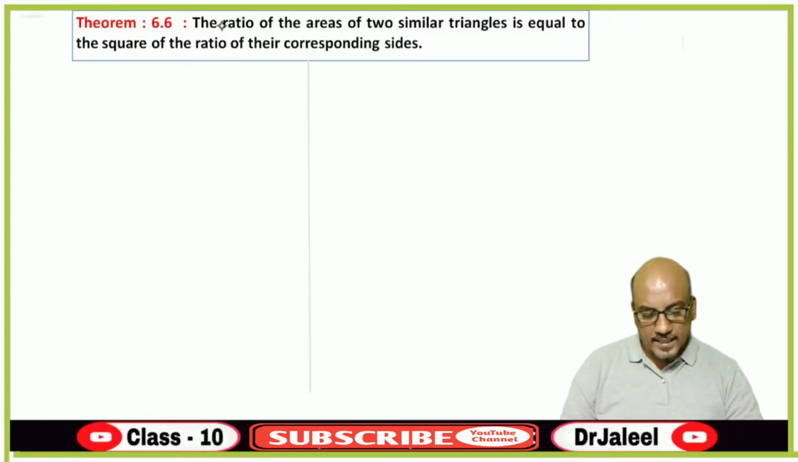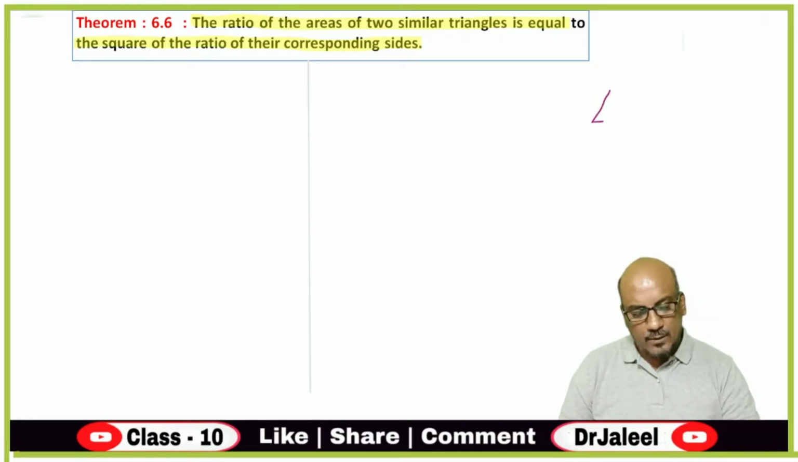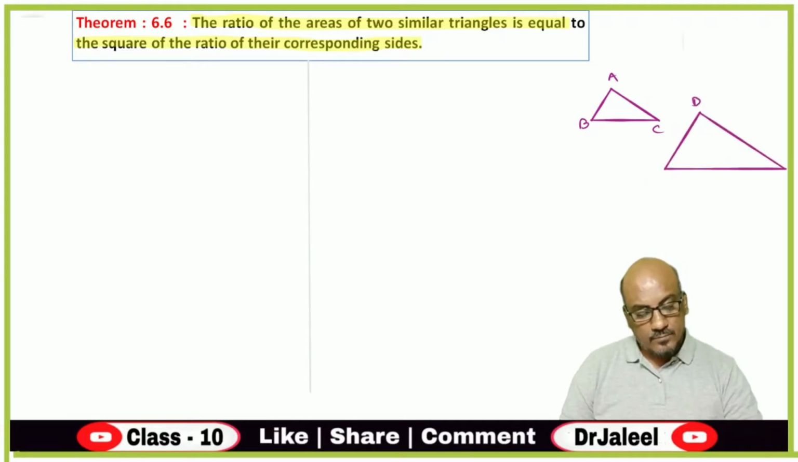Let us first read the statement. The ratio of the areas of two similar triangles is equal to the square of the ratio of their corresponding sides. So children, let us take two triangles here. I am taking one triangle called ABC. The other triangle is DEF.